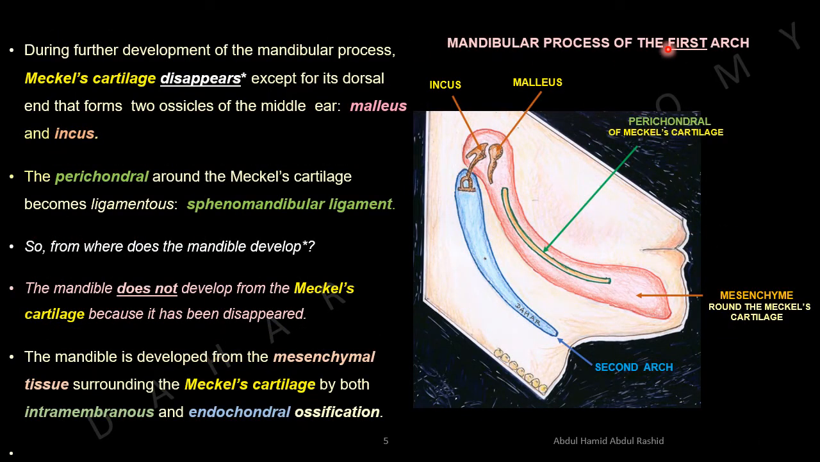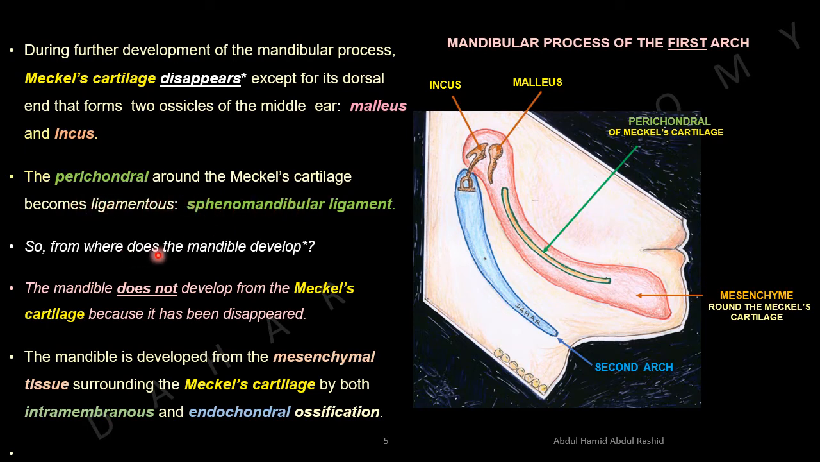Mandibular process of the first arch. This is right lateral view of the embryo. This is mandibular process of the first arch. This is the second arch. During further development of the mandibular process, Meckel's cartilage disappears, except for its dorsal end that forms two ossicles of the middle ear, malleus and incus. The perichondrium around the Meckel's cartilage becomes ligamentous, that is sphenomandibular ligament.